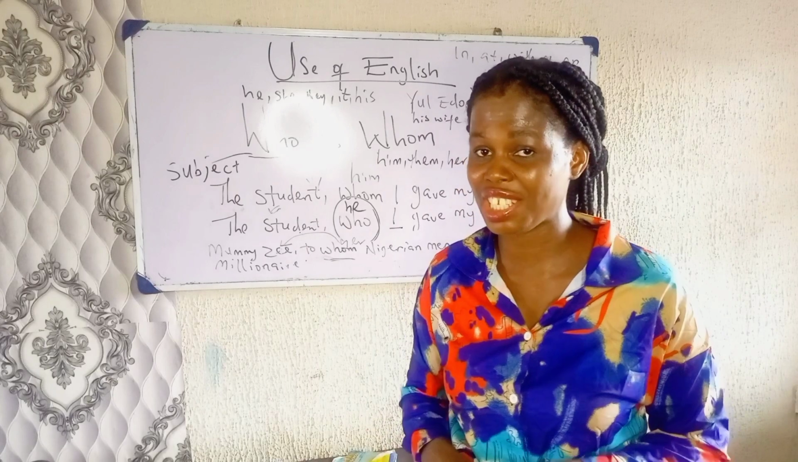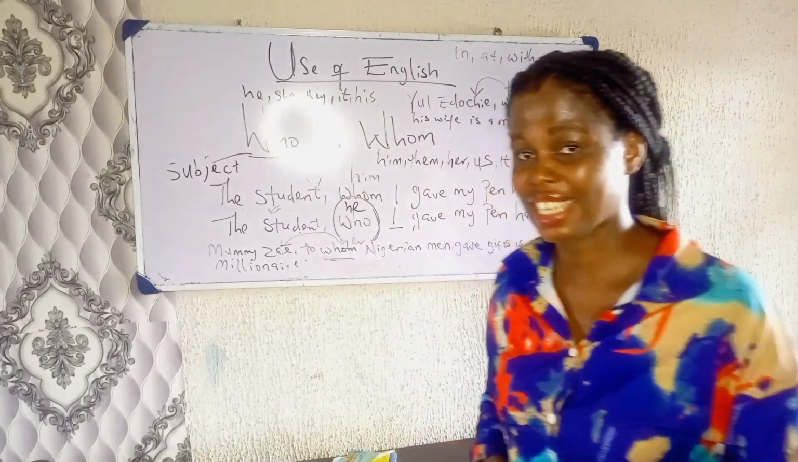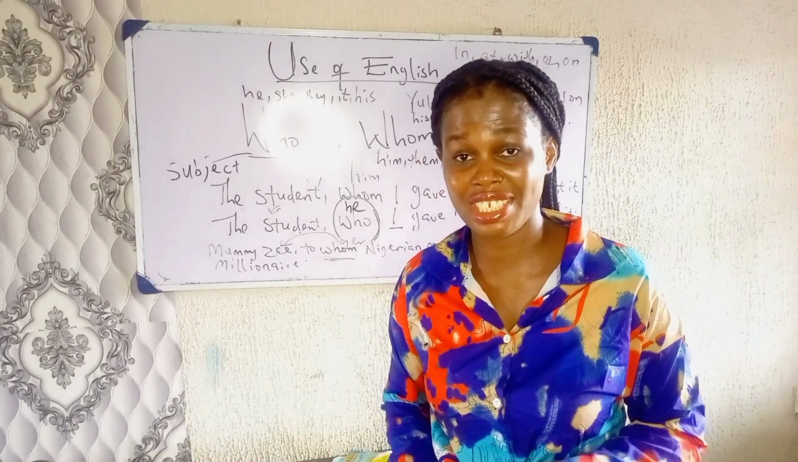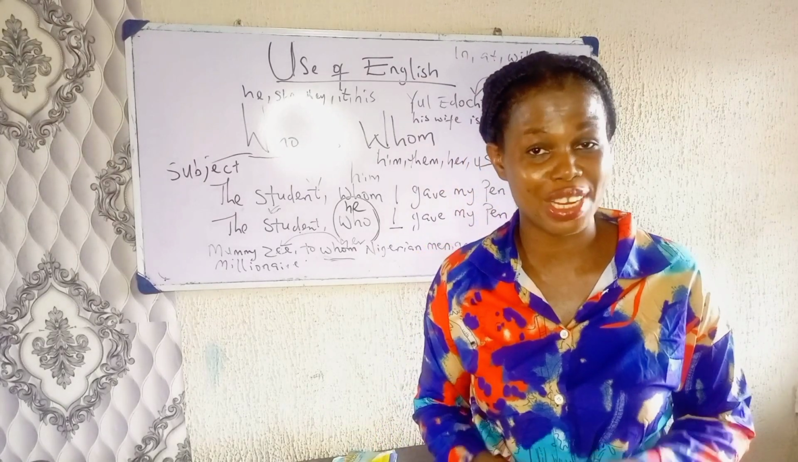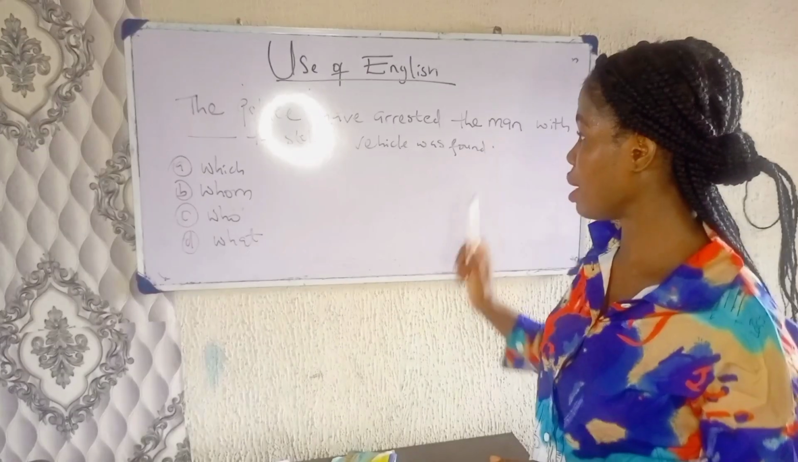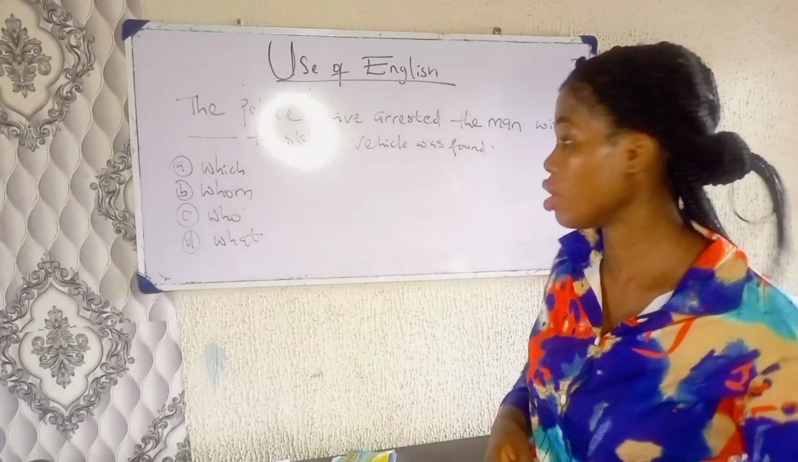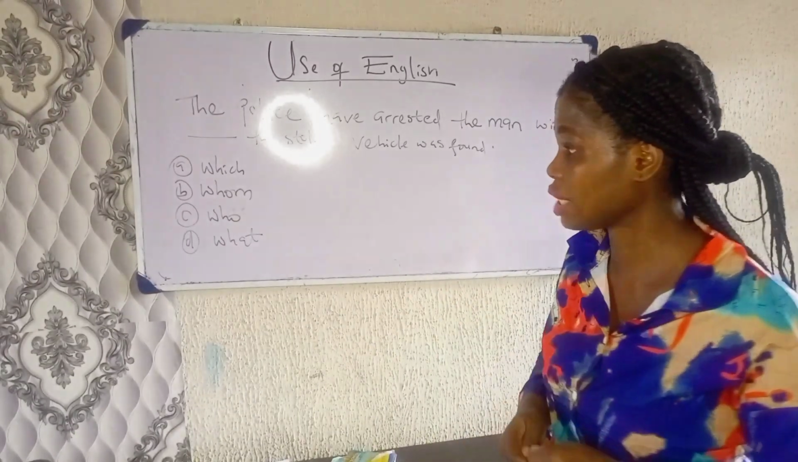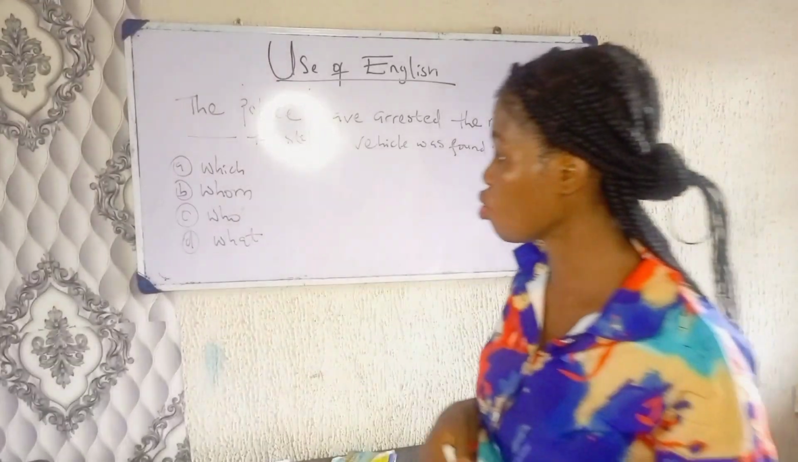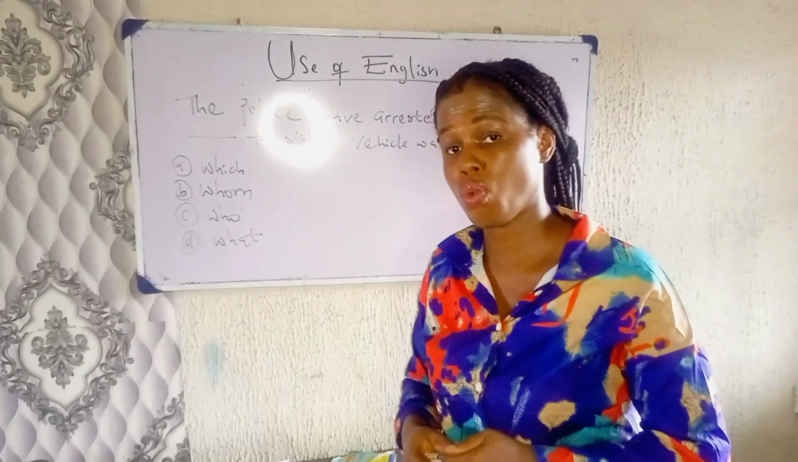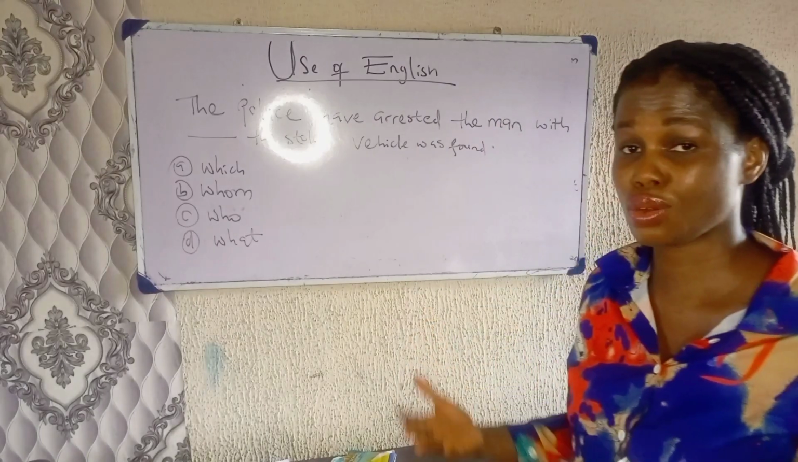Now let's attempt a question from the past questions on the use of who and whom in a sentence. The police have arrested the man with dash the stolen vehicle was found. We have option A, which; B, whom; C, who; and D, what. Which of these is correct?